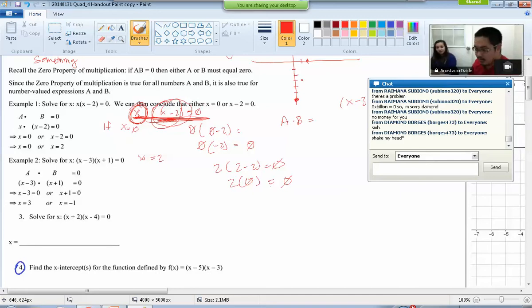Let's try this one. Let's do this one together. Write this down. x minus 3 times x plus 1 equals 0. Now, I'm not going to ask you to FOIL this out. What I'm asking you to do is solve for x. Tell me what x is equal to.